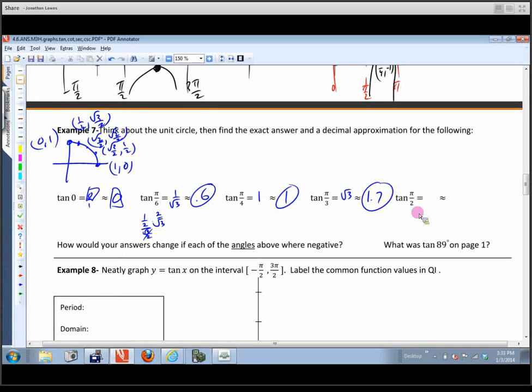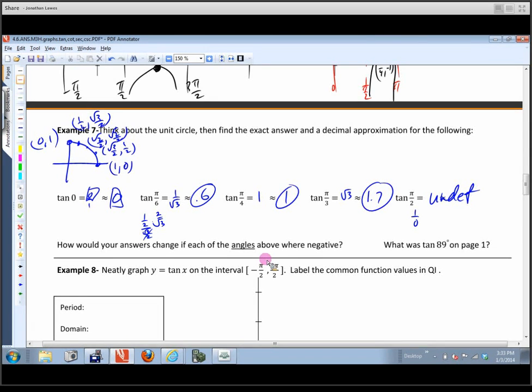And then the tangent of pi halves. Well, the tangent of pi halves is going to be the y-coordinate over the x-coordinate, so that's going to be 1 over 0. Well, we can't divide by 0, so this would be undefined. Okay, and then I've got this question right here.